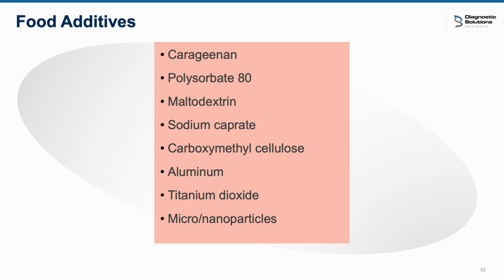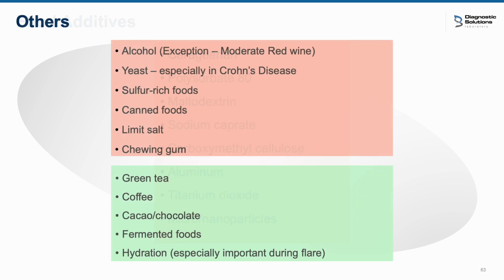Food additives that should be absolutely avoided. Here's a list here. I'm not going to read them out because that would be so boring, but check your labels. Avoid these completely. And then a few other considerations. Alcohol. And the exception to alcohol is a small amount of red wine if tolerated and if an adult, please. Yeast and yeasted products should be avoided, especially in Crohn's disease where this can trigger disease states. Sulfur-rich foods, canned foods, salt, and chewing gum.